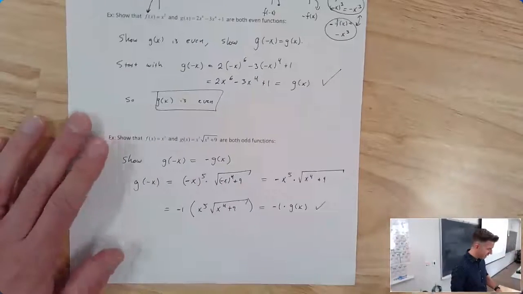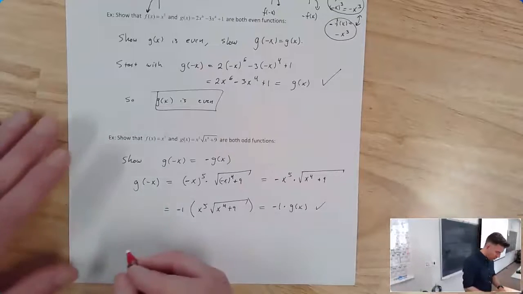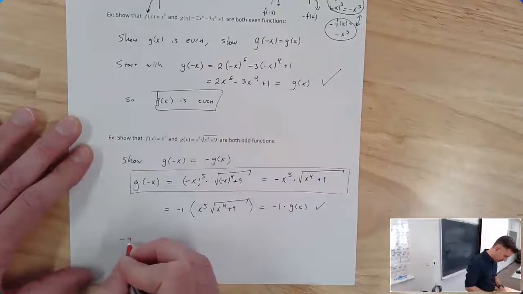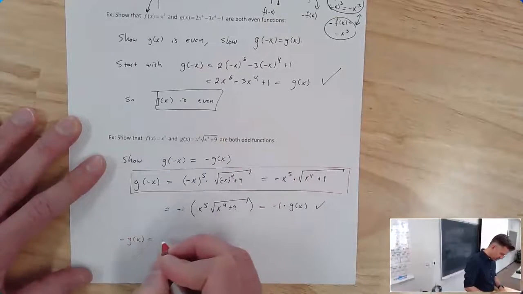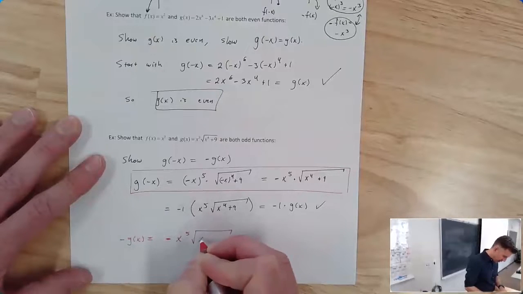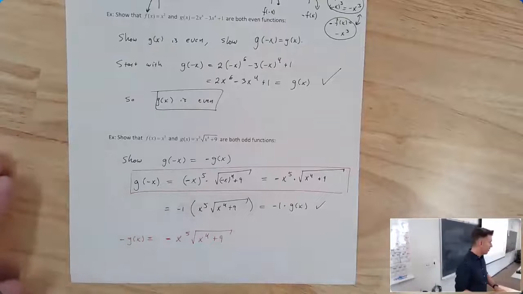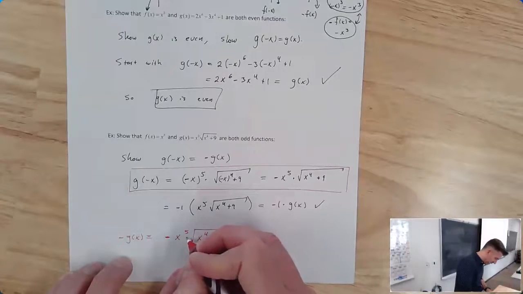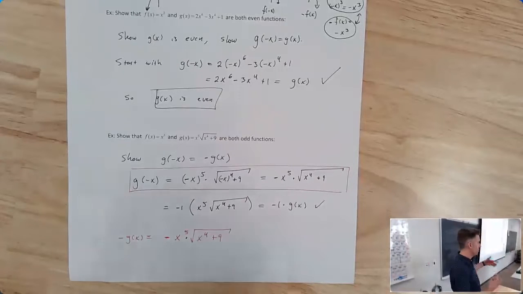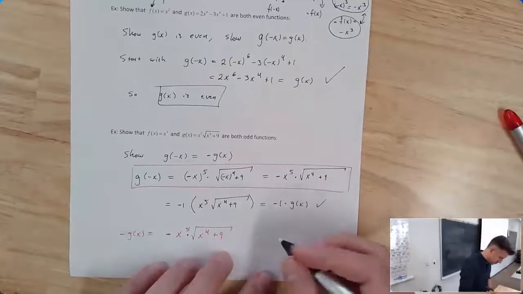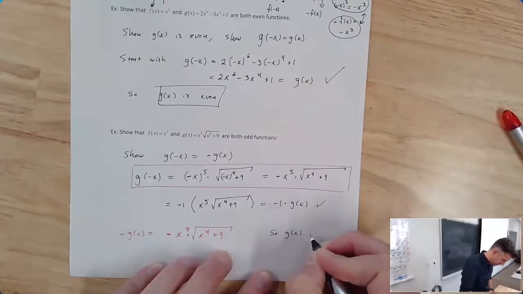Or, and I think I've seen students generally prefer doing it the second way, or people say, I've got this, and then I'm going to just see what negative g of x is as well. Well, negative g of x is just negative in front of your whole function. And there is no distributing to do here. We only distribute across addition or subtraction, but this is negative x to the fifth times the square root of x to the fourth plus 9. So we don't distribute the minus. But they are the same. That and that, totally the same. So we definitely have an odd function. So g of x is odd.